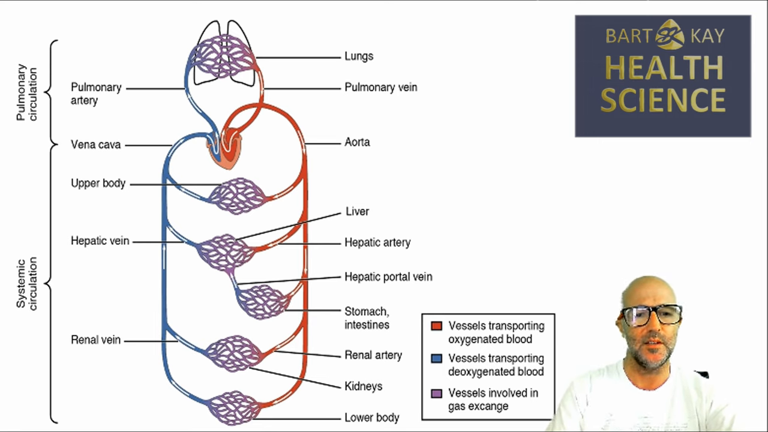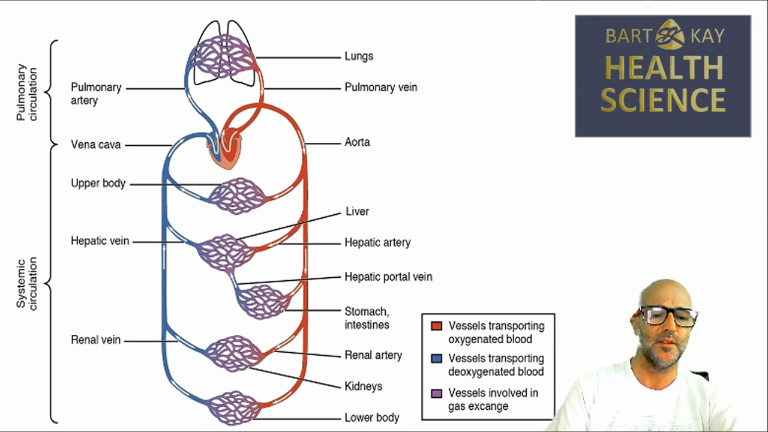For example, in the upper body, the hepatic or liver circulation, the stomach and intestines, kidneys. It's actually surprising to most people to learn that every time your heart beats, fully 25% of the blood that's ejected goes through the kidneys every single time. So the blood flow through there is very, very high. And then you've got your lower body capillaries there as well. And obviously there is a series of capillaries in the lungs as well, involved in gas exchange. They're shown at the very top of the diagram there.